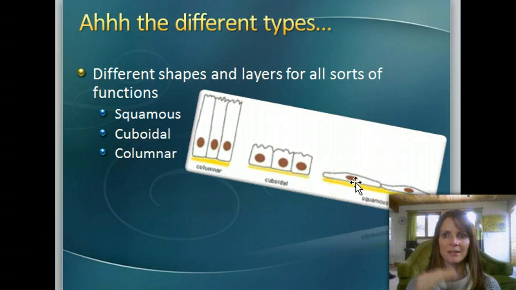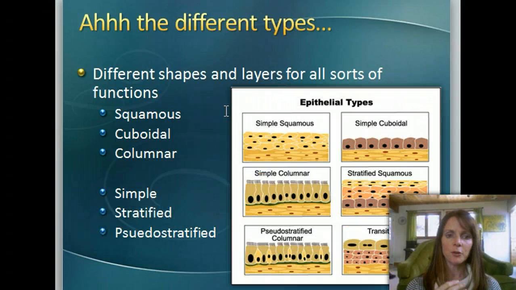Squamous cells are typically stacked up on top of each other. It depends on where in the body, and again, that's for protection. A lot of columnar cells are for secretion. Then we also have layers of these. So simple squamous right here. You have one layer of squamous cells, okay?